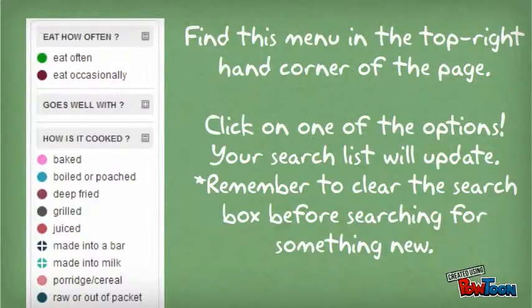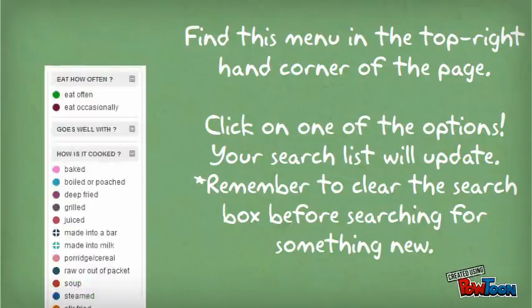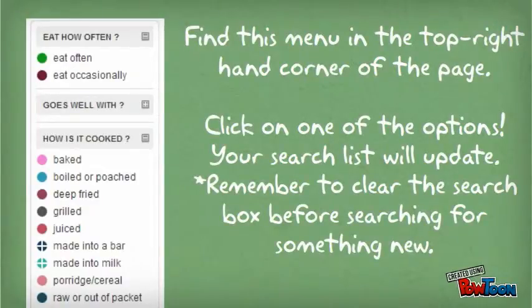On the far right hand side of your screen, you'll see a little menu that expands that will say eat how often, goes well with, and how is it cooked. Expanding these lists all of your colour codes that you have just seen underneath your food. You can click on any one of these options and the search list will update accordingly, but you do need to remember to actually clear the search box before you search again.